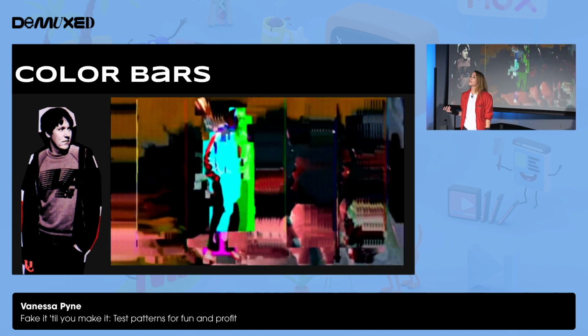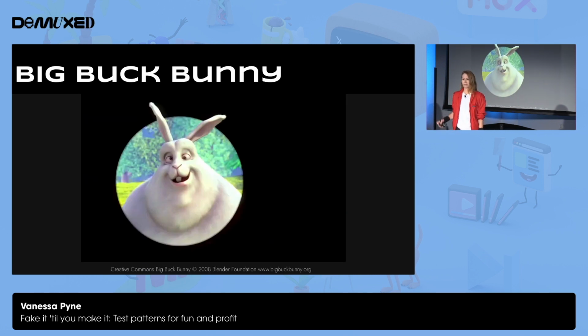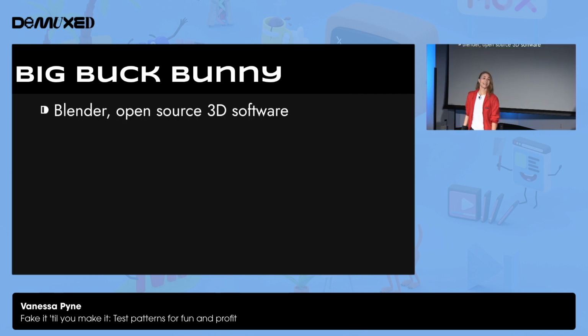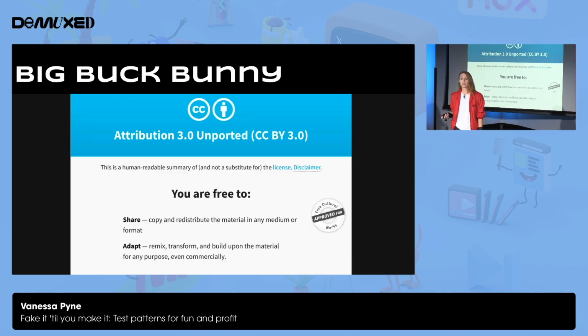While color bars are forever iconic, one cannot, in the year of the Lord 2022, talk about test patterns and fake media and not talk about Big Buck Bunny. As test media experts know, Big Buck Bunny is a 10-minute open source 3D animated film made in Blender, the free and open source 3D creation software. It was made at the Blender Institute in Amsterdam in 2008, and its popularity is indeed in part thanks to its permissive usage license, Creative Commons Attribution 3.0 to be specific.